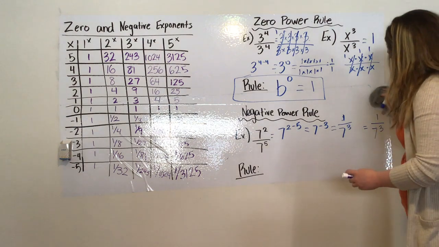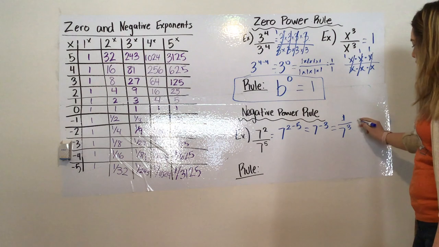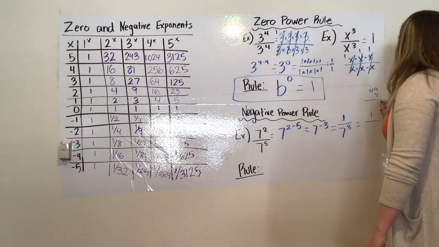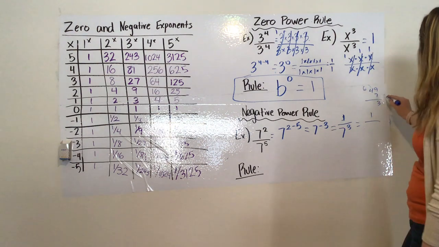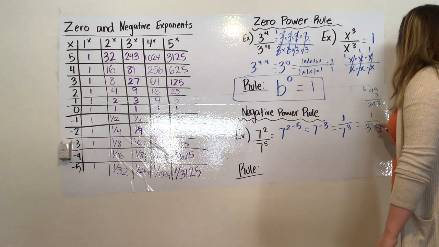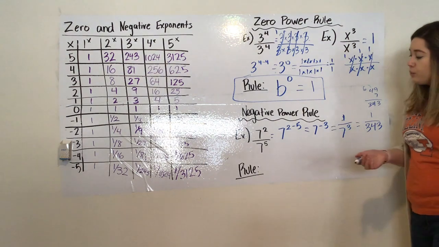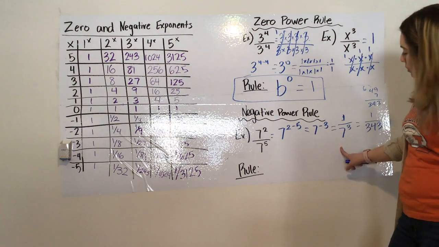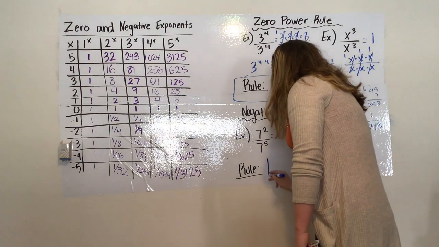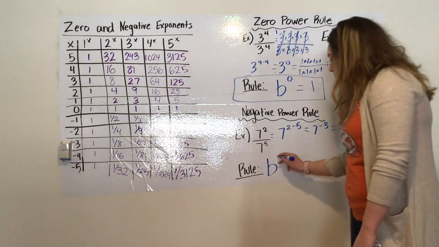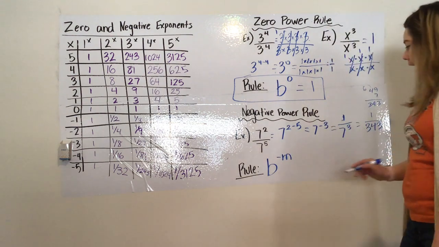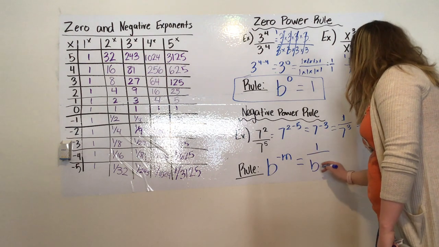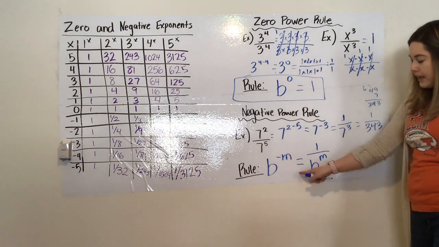Okay? And you can also simplify that even further. It's going to be 1 over 7 times 7 is 49. 49 times 7 is 343. Right? So really the rule, again, from our table and from our expansion as well as our quotient rule, is that any base b to the power of negative m is 1 over b to the power of positive m. Okay, that is our rule.